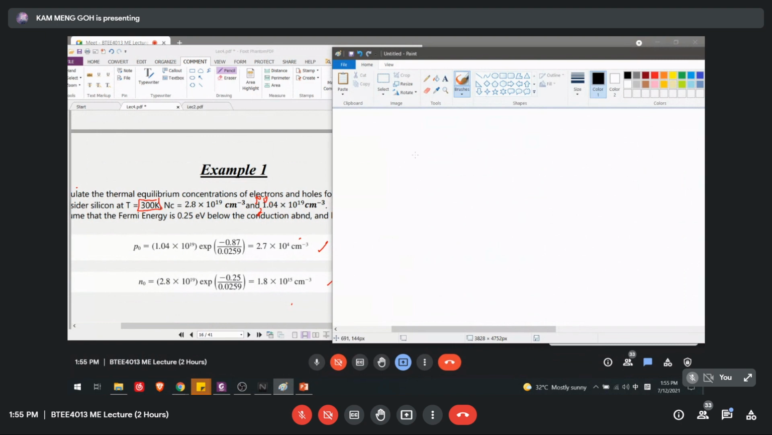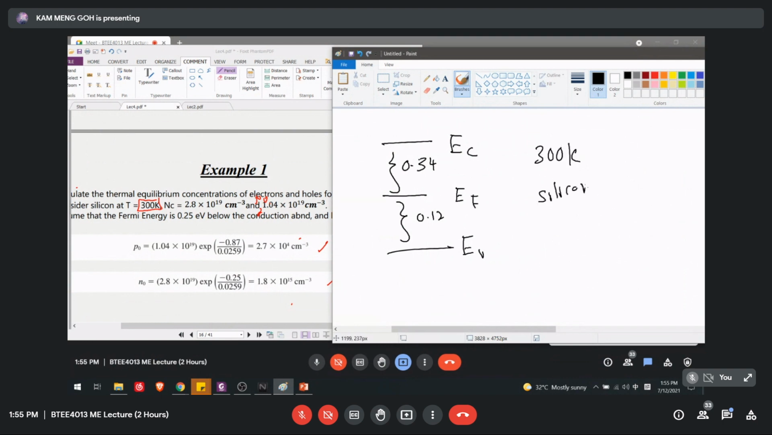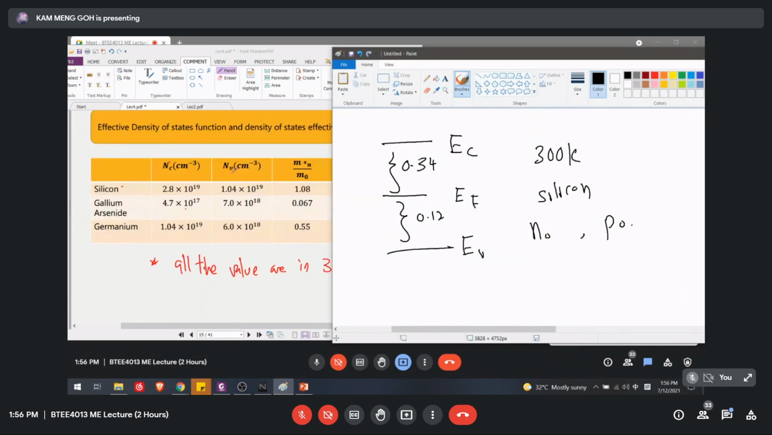Imagine your EC and EV, EF. Let's say this one is 0.34 and this one is 0.12. Then under 300 K for silicon, calculate the NO and PO. Then use these two values, NC and NV.